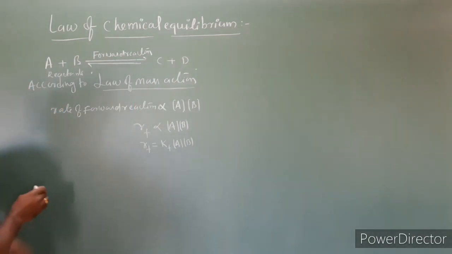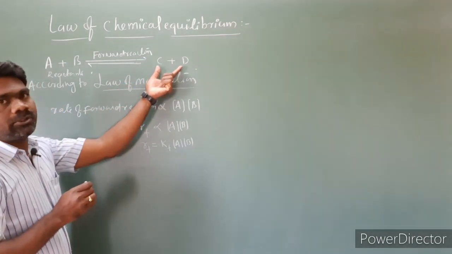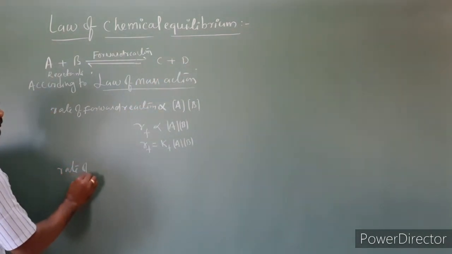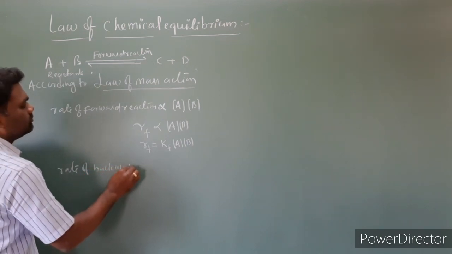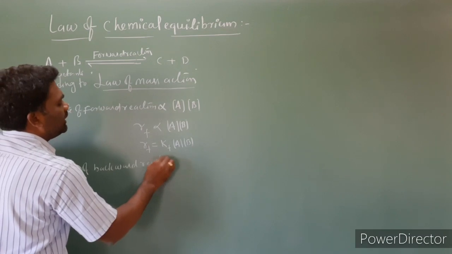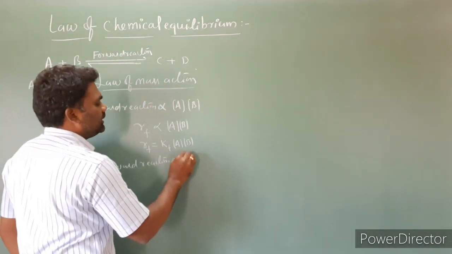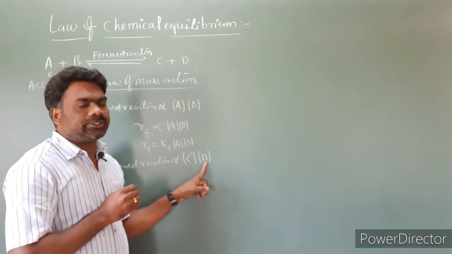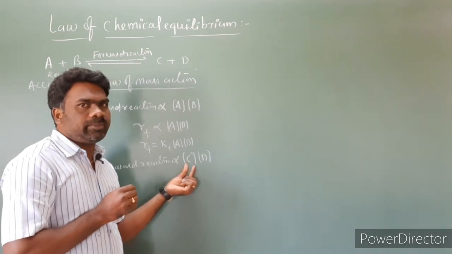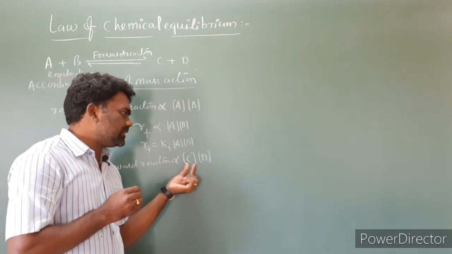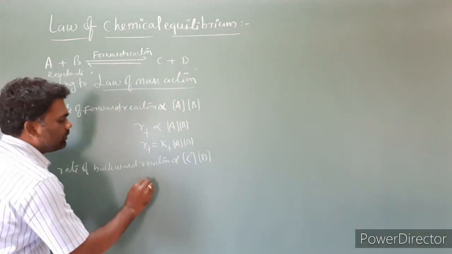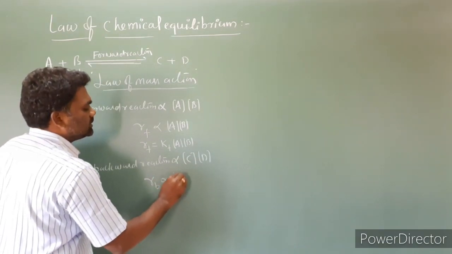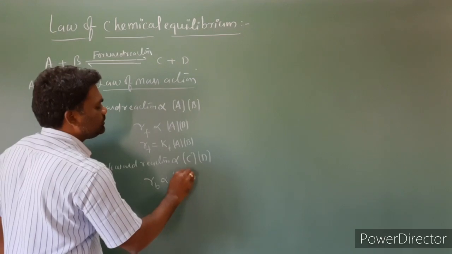Next, the backward reaction. The rate of backward reaction is directly proportional to the concentrations of C and D, that is, C concentration and D concentration. So here the concentrations of the products we include in a square bracket. We pronounce it as concentration of C and concentration of D. The rate of backward reaction I am labeling as RB. RB is directly proportional to the concentration of C and concentration of D.